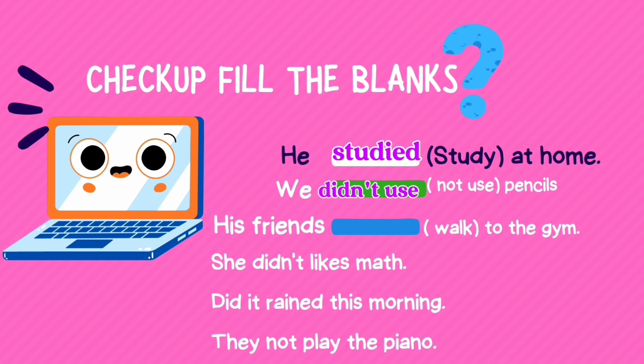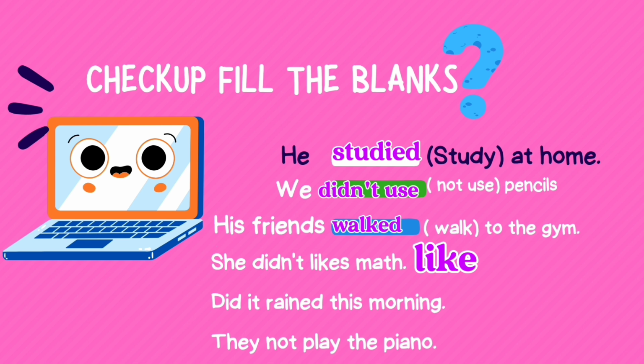The next sentence says his friends or they walk to the gym. What's the past tense of walk? We simply have to add ed because it's a regular verb. His friends walked to the gym. Now, find the mistake in the next sentence. She didn't likes math. Didn't is correct. However, remember, we keep the verb as is in the base form. So, we don't say likes, we say like. She didn't like math.